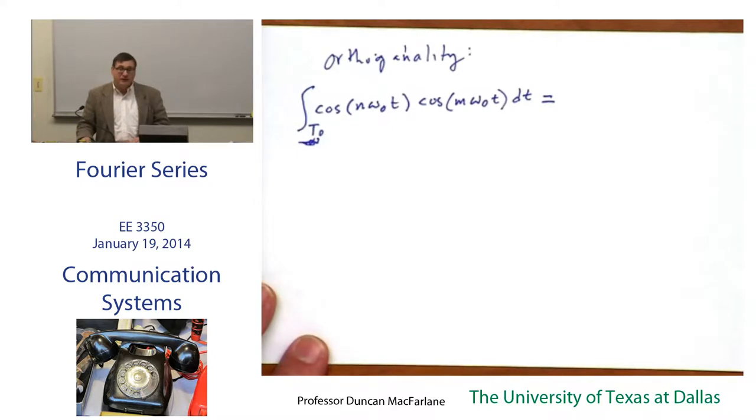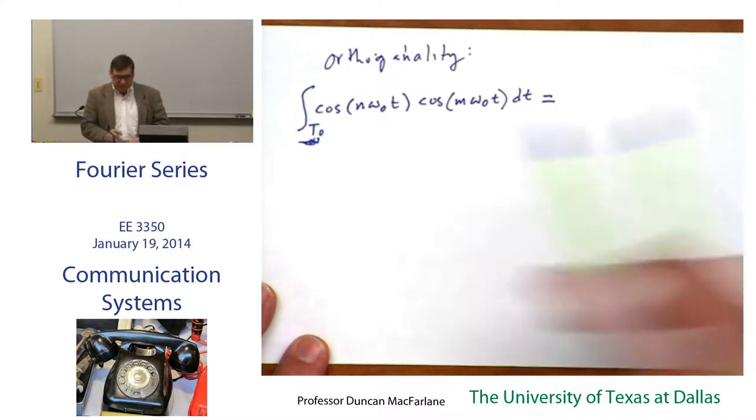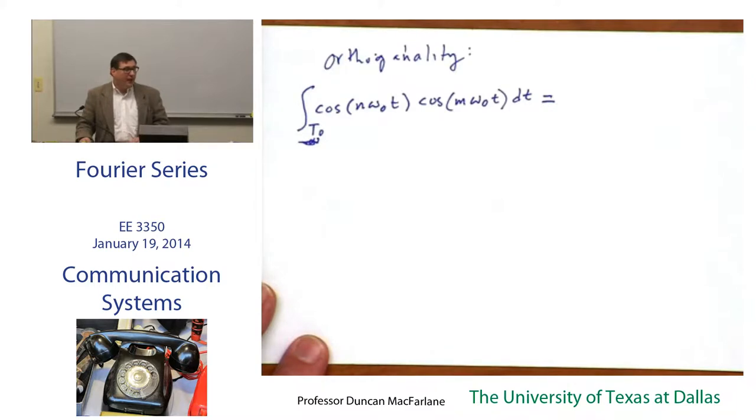whenever I have a cosine of some integer multiplied by omega naught t, I'm going to get a zero, because that cosine is going to be half above the axis and half below the axis, and the parts above the axis are going to cancel with the parts below the axis. However, there's one very special case: if n is equal to m, then this expression becomes a cosine squared of that frequency. That cosine squared has a DC term, a zero frequency term. From the trig identity, it comes from n minus m equals zero.